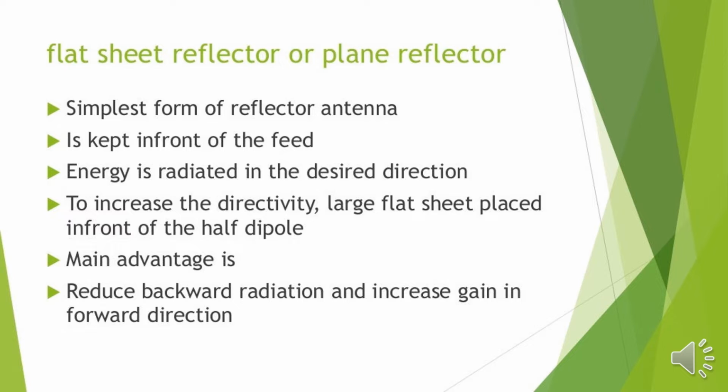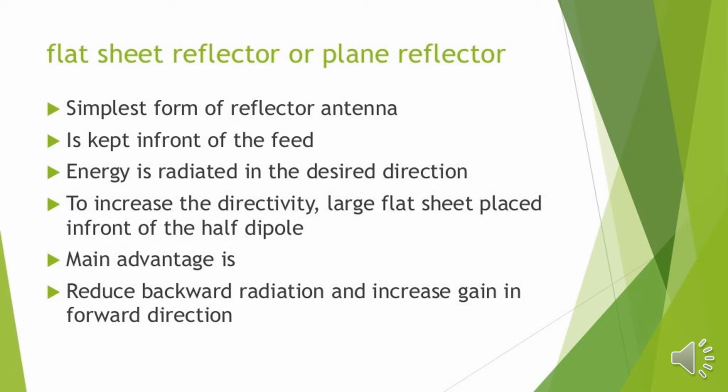Flat sheet reflector or plane reflector. The first type is the flat sheet reflector or plane reflector. It is the simplest form of reflector antenna and it is kept in front of the feed. The energy is made to radiate in the desired direction. If you want to increase the directivity, then a large flat sheet has to be placed in front of the half wave dipole. This is how we can increase the directivity with the flat sheet reflector.